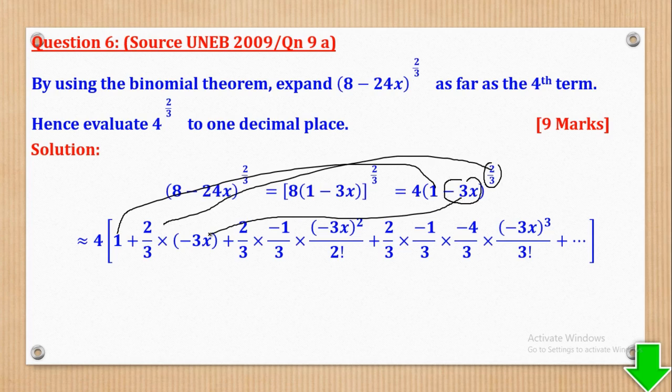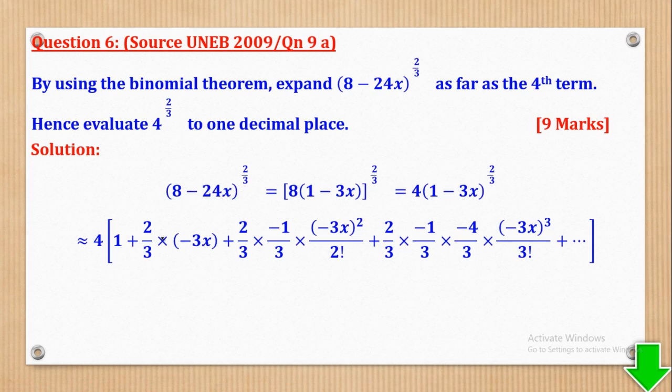which is as you see it there. Then the third term, get this power here, then ask yourself, this power minus 1 will give you negative 1 over 3, so multiply by 1 over 3. Then remember to divide by 2 factorial, and because you divide by 2 factorial, it means that the other term will be raised to the power 2. That is the third term.